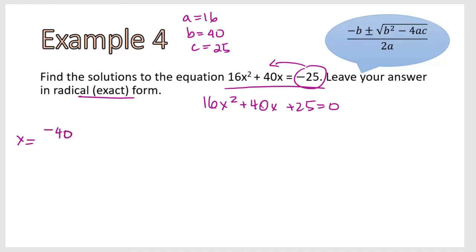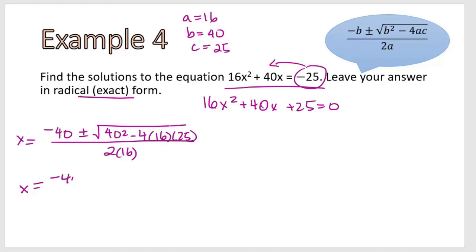So we have -b, -40, plus or minus the square root of 40 squared, minus 4 times 16 times 25. All of that is divided by 2 times 16. We have -40 plus or minus the square root of 40 squared, 1600, minus 4 times 16 times 25, also 1600, all divided by 2 times 16, or 32.